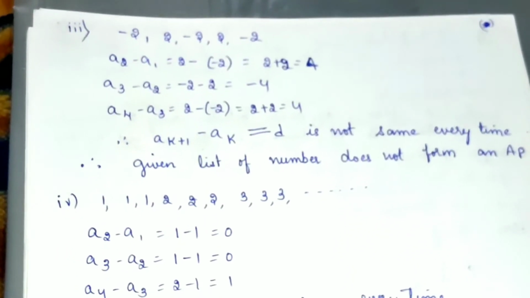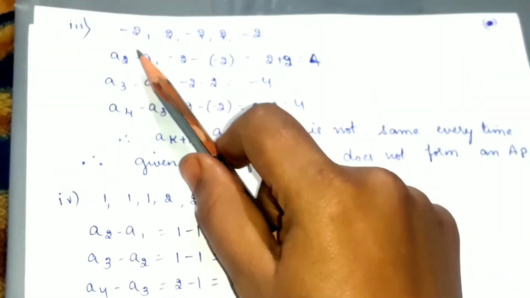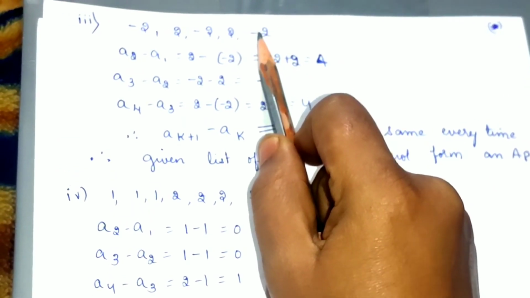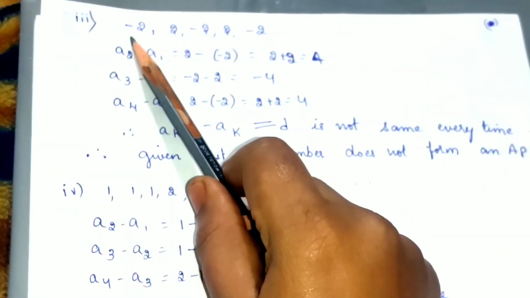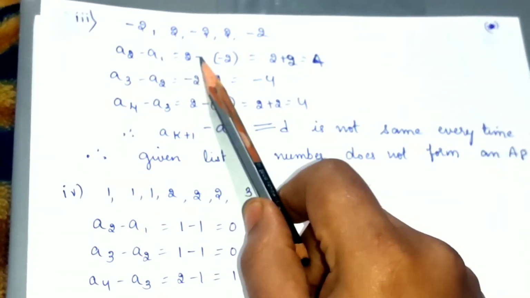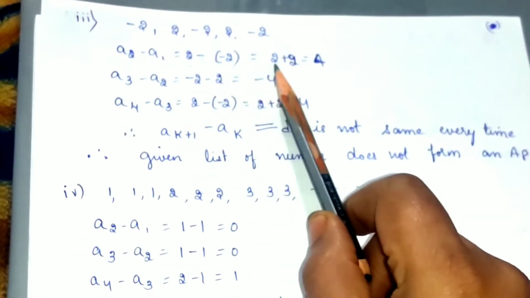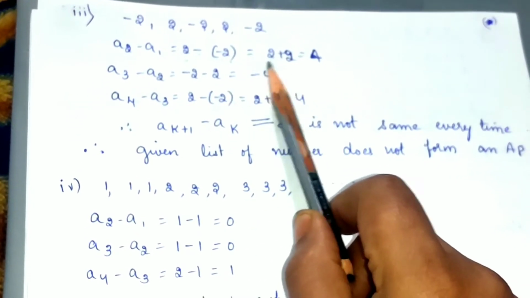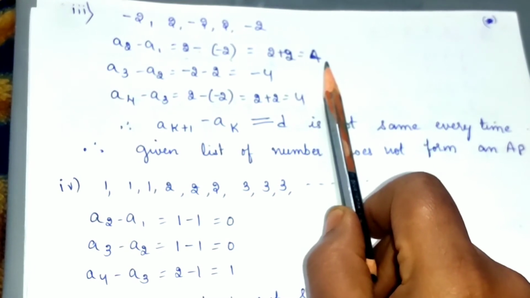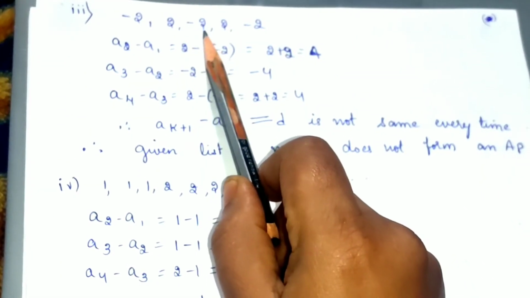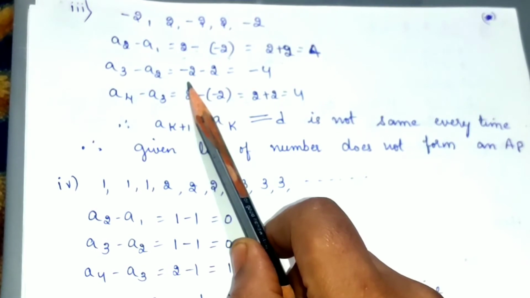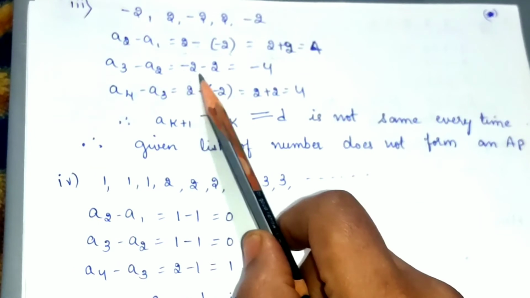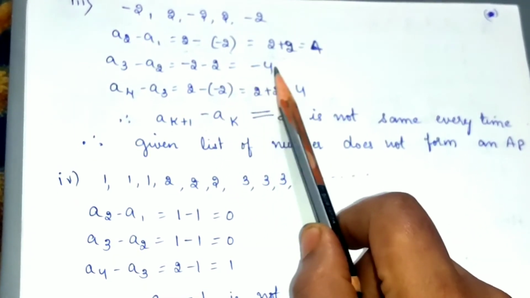Next, third problem, minus 2, 2, minus 2, 2, minus 2. Now find the difference, second term minus first term, that is 2 minus of minus 2. Now 2 I'll write as it is, minus of minus 2 is plus 2. When you add 2 plus 2, you'll get 4. Same way, third term minus second term. Third term is minus 2, minus second term is 2. Minus 2 minus 2 will give you minus 4.